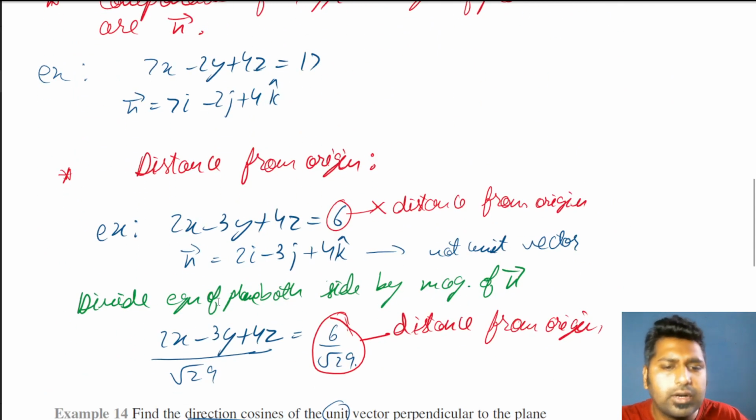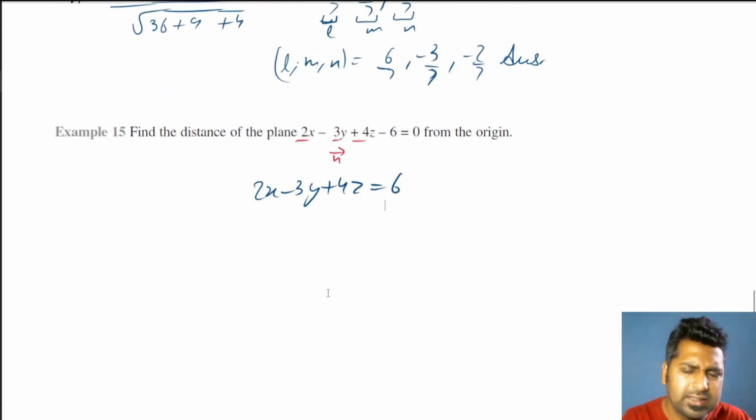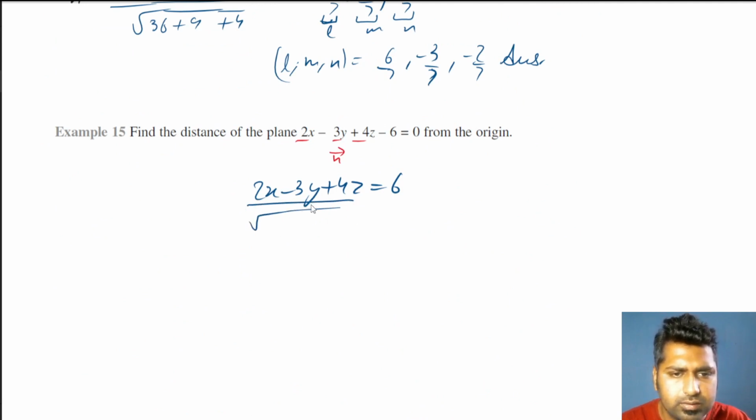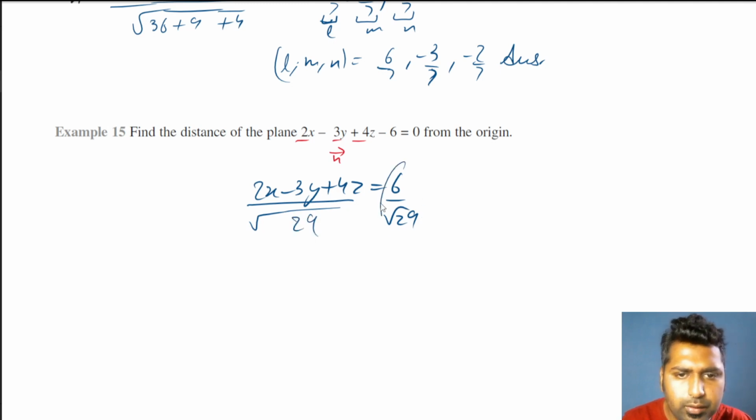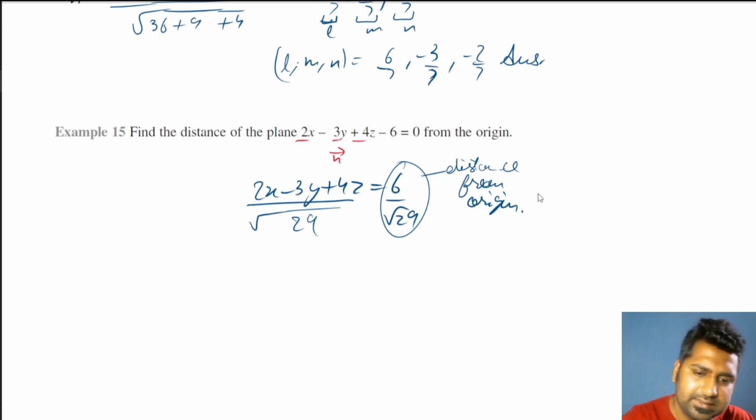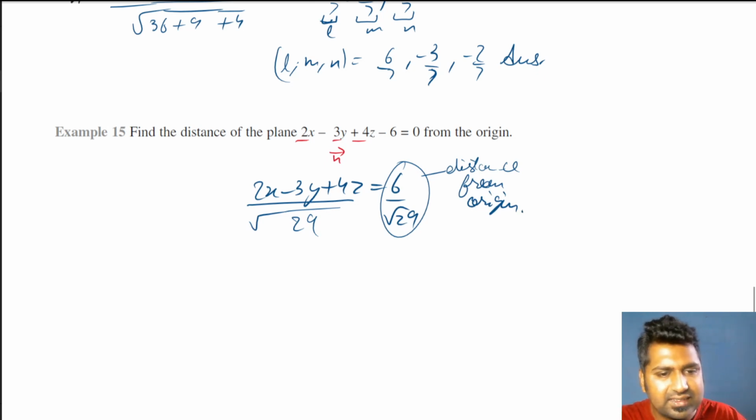Yes, the same one we discussed. So in order to get the distance from origin, what do we have to do? We have to divide both sides by the same thing. So they have created the same question that I already discussed. In order to get this distance, I have to divide by its magnitude. So 2 square 4 plus 9 plus 16, that is 29, so root 29. You have to divide both sides by root 29 to get the distance from origin. Now you can say this is the distance from origin. Same question again, I didn't expect that. All right, that's done.